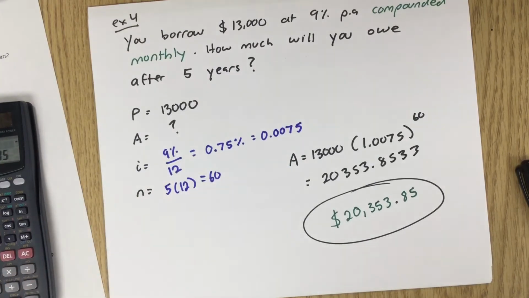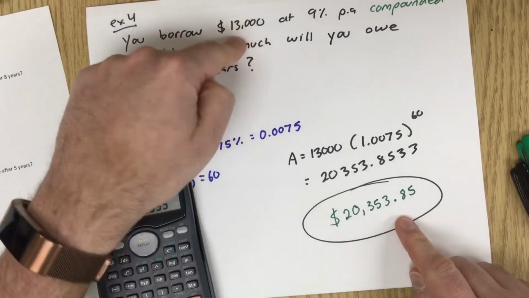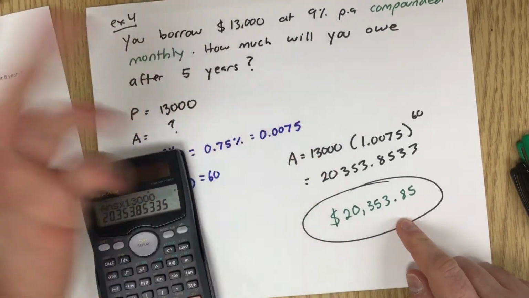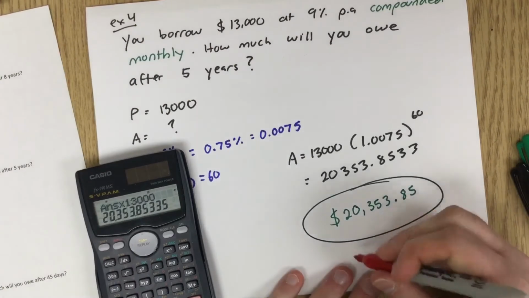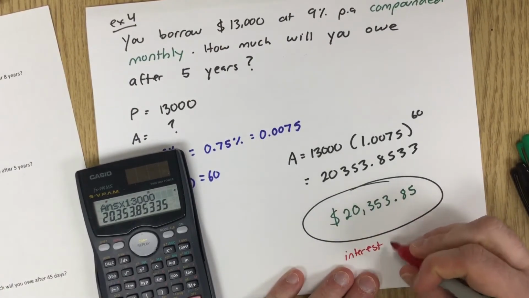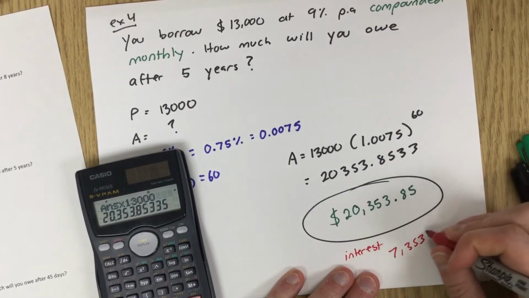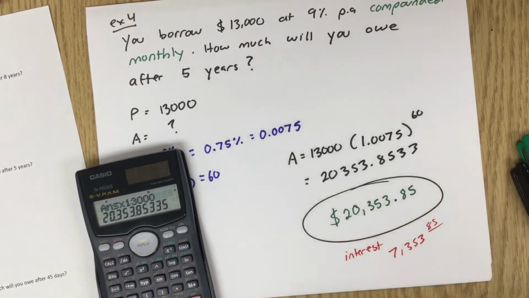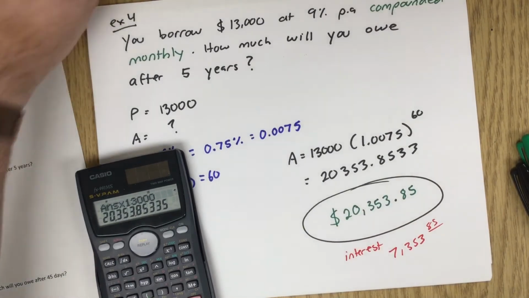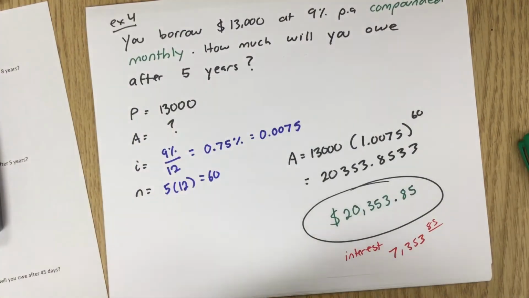If the question comes up, let's say there was a part B which said how much interest did you pay during this time, it would be this minus how much you initially borrowed. So the interest would be, if the question said how much interest, you would have paid a total of $7,353.85 in interest, which is a lot to pay just for borrowing money. It's much better to have your own money, as in be rich to begin with.